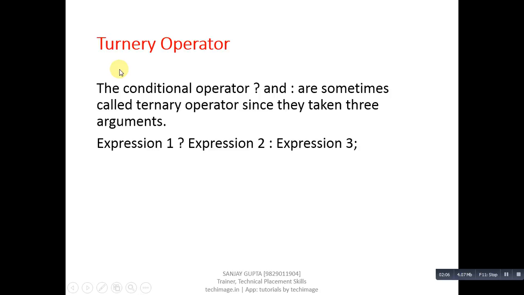Ternary operator. The conditional operator, question mark and colon, are sometimes called ternary operator since they take three arguments: expression 1, expression 2, and expression 3. These are operands, and question mark and colon are operators.